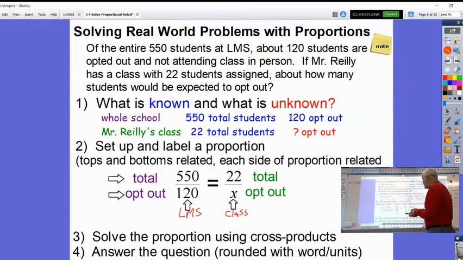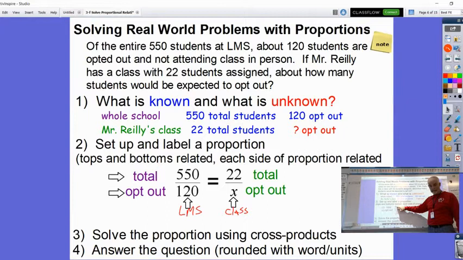Okay, so the tops of both of these need to match up, and then what's on each side, they also have to go together. You could write these upside down, both of them. You could switch which one is on the left and which is on the right. But the key to writing a good proportion for real world problems is that the top numbers need to be the same type of number or go together, and the bottom numbers have to go together. In this case, total over opt out equals total over opt out.